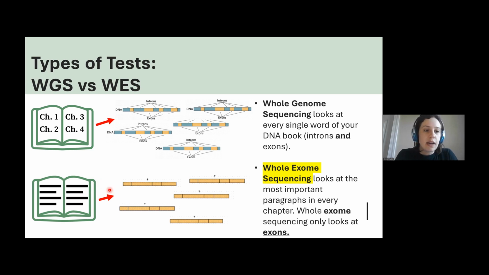Now, the interesting thing about whole exome sequencing as well is that even if you have a negative result on whole exome sequencing for Oker-Chung neurodevelopmental syndrome, it doesn't necessarily rule out Oker-Chung, because since we're looking at these highlighted important parts, there might still be something going on in these blue intronic parts that could be related to the condition as well.